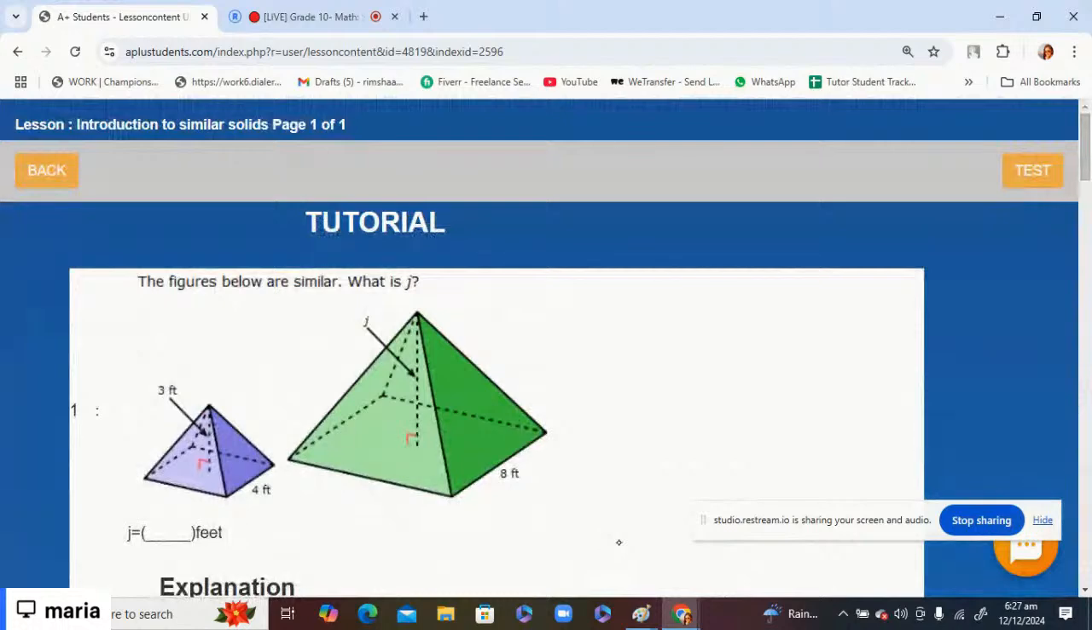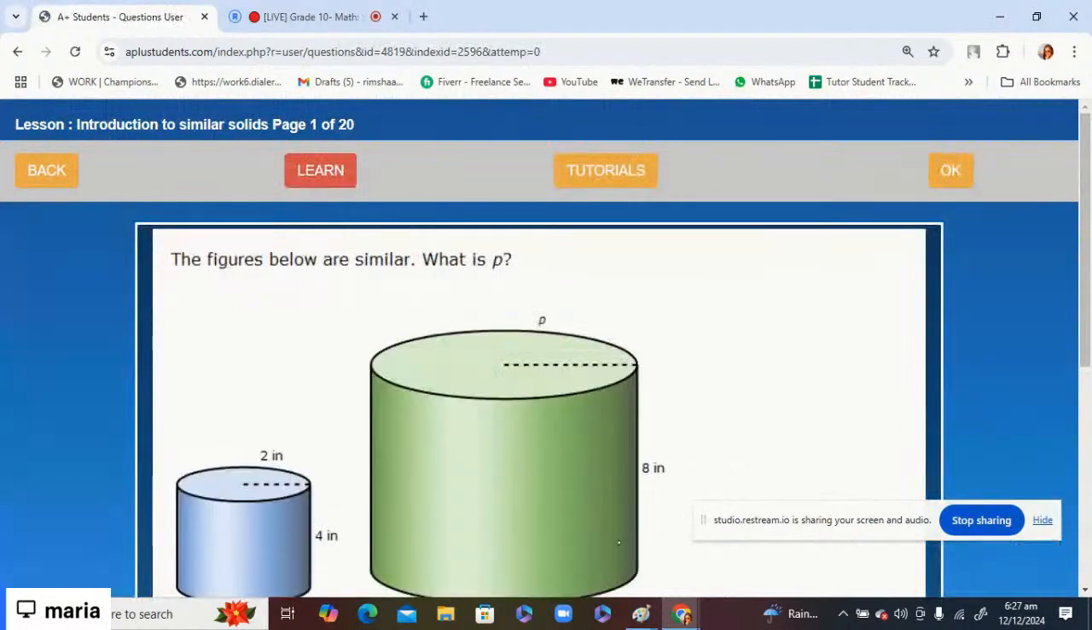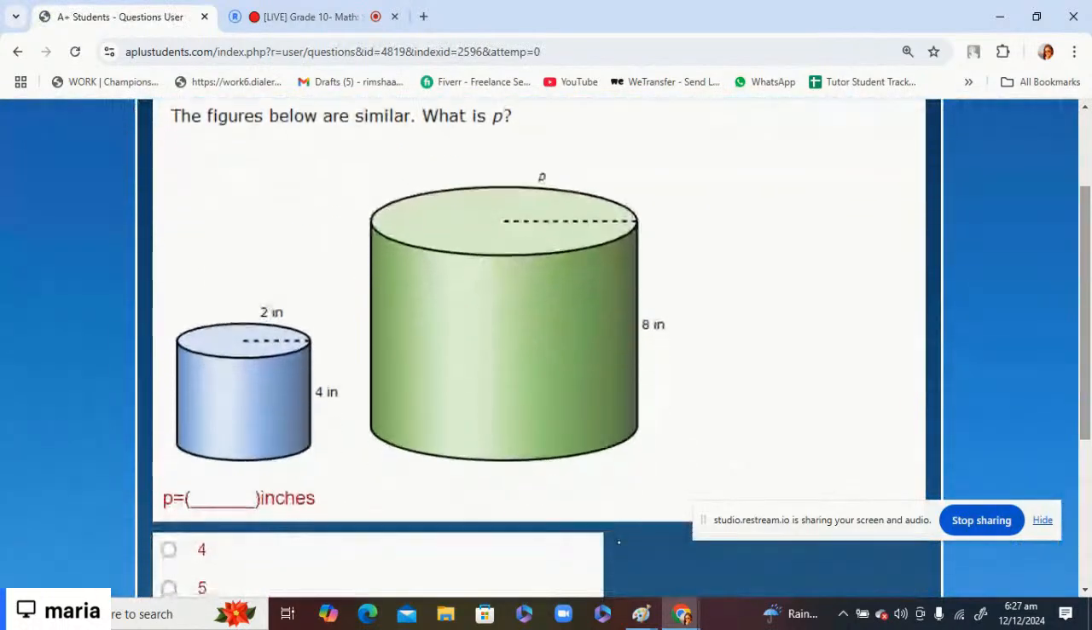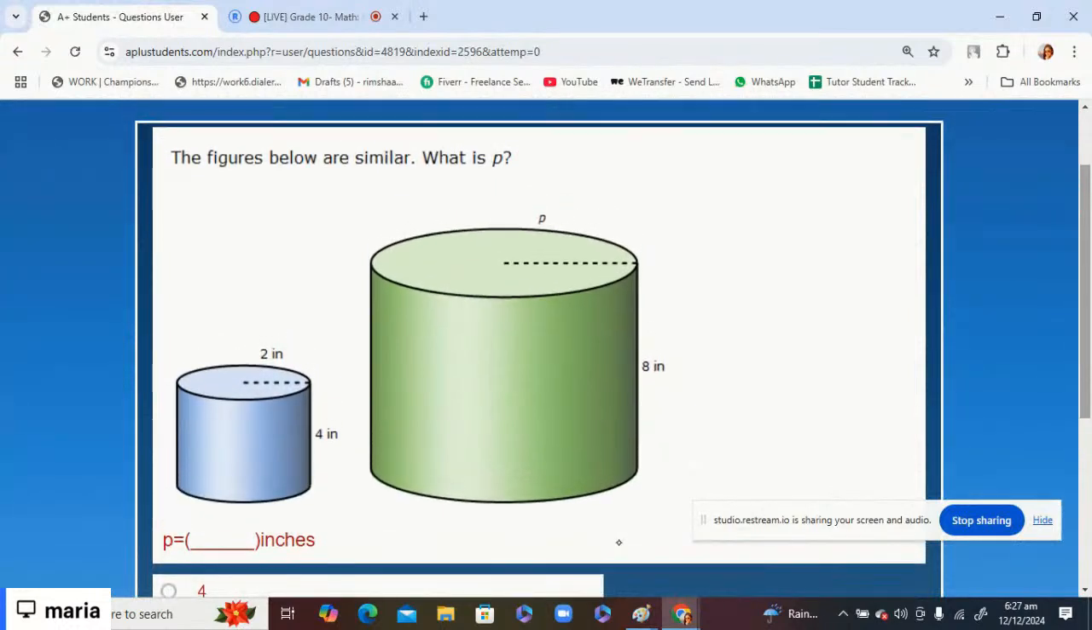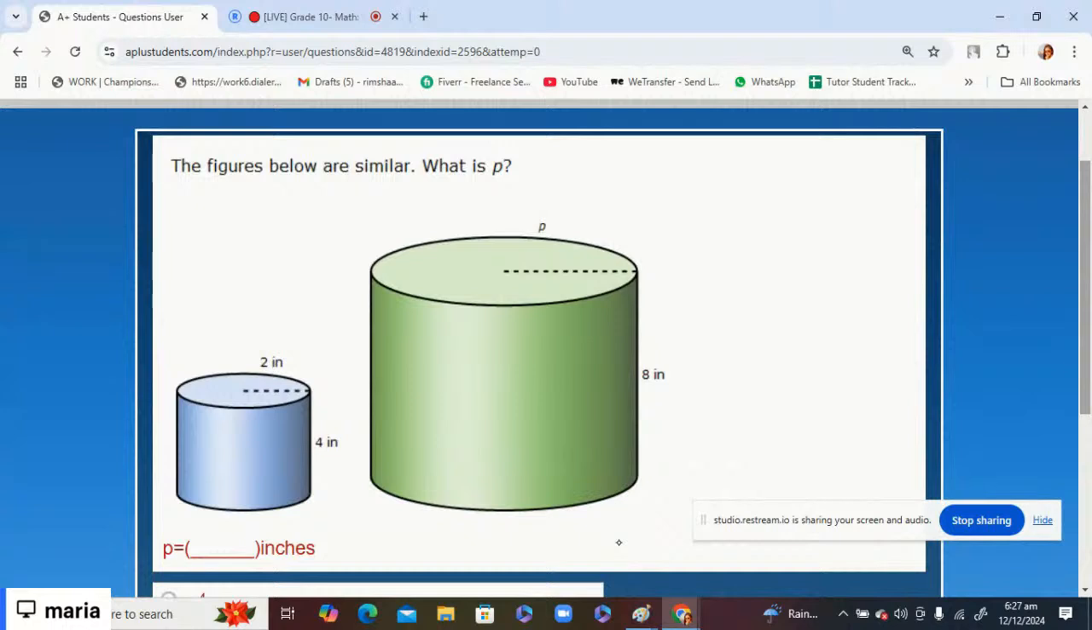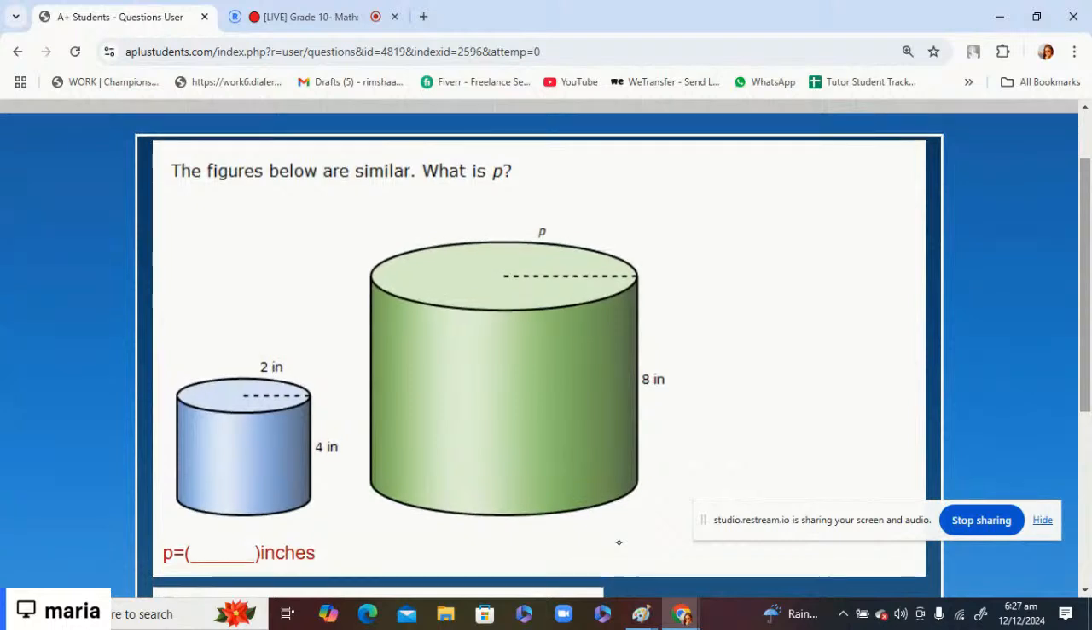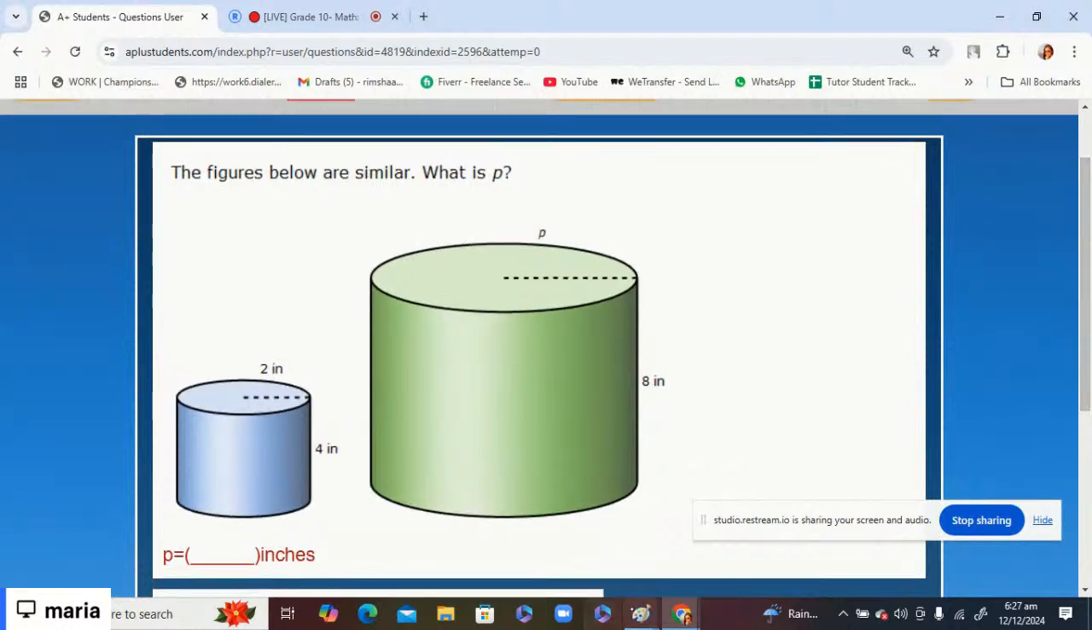Let's do the test questions. The figures below are similar. What is p? So 8 over 4, p by 2. Let's do it.